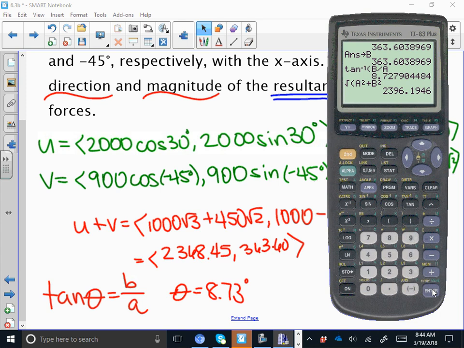Store button, on the side of the store. And then whatever variable you want to assign it to, just click on it.